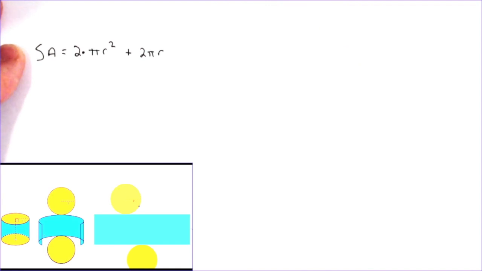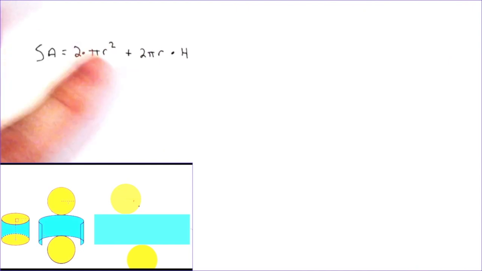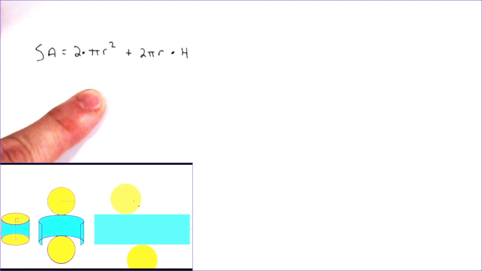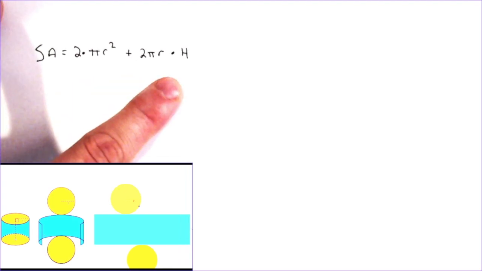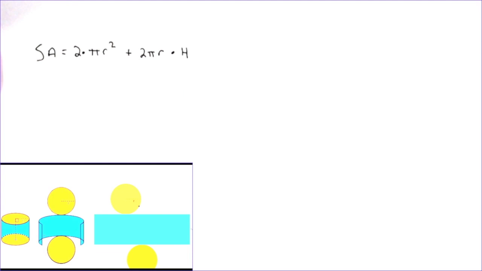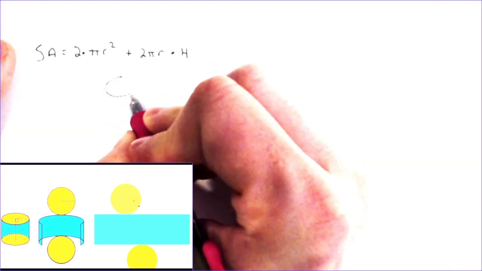And the height was just the height of the cylinder, so times height. So we have our formula. It's big, but it makes sense. You've got two circles, and you have the rectangle that they are formed to equal. All right, let's find the surface area of a cylinder with that then.